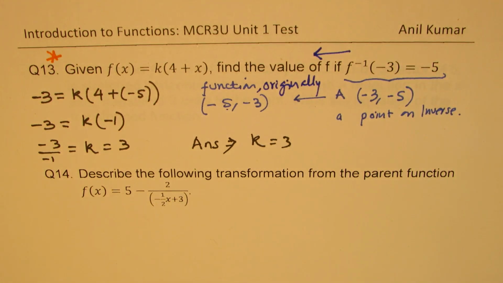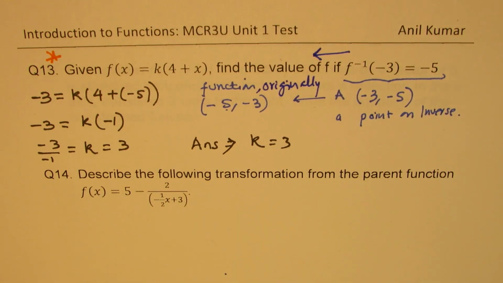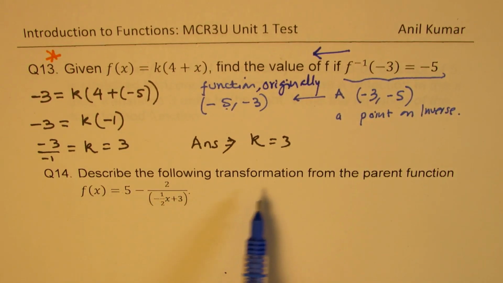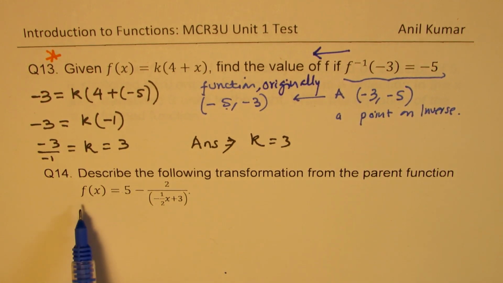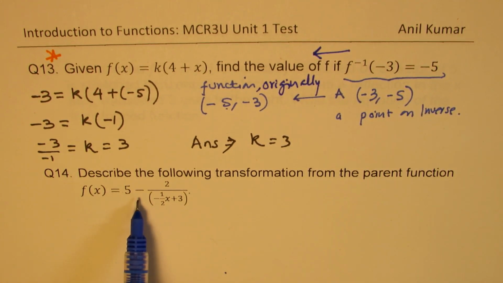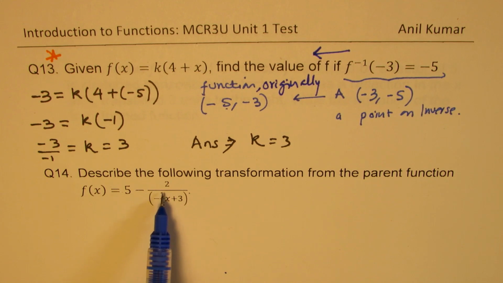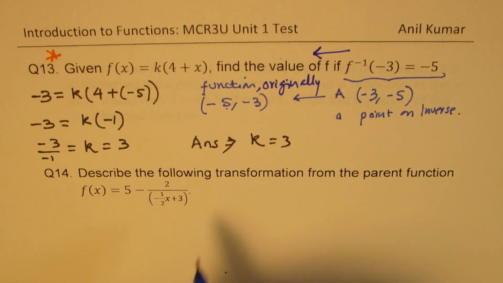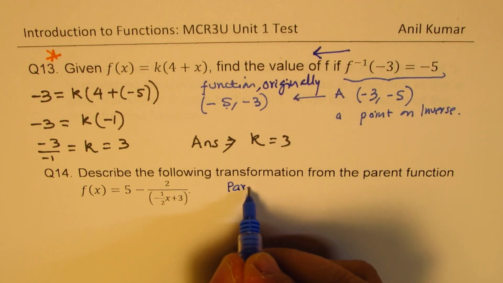Okay, so let's move on now to transformation. We'll have a couple of questions based on transformation of functions. Question number 14. Describe the following transformation from the parent function: f of x equals 5 minus 2 over minus half x plus 3. So what is the parent function here?